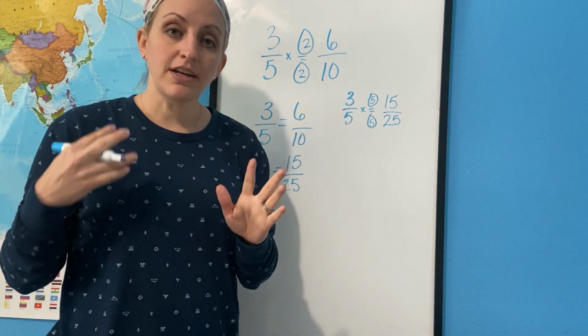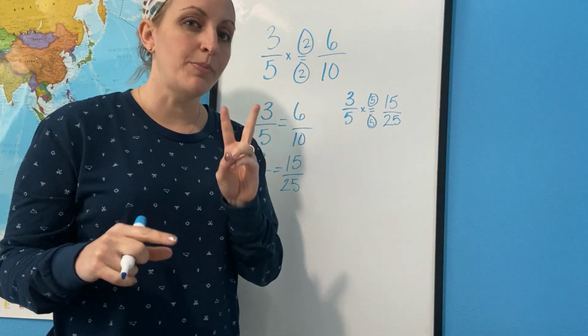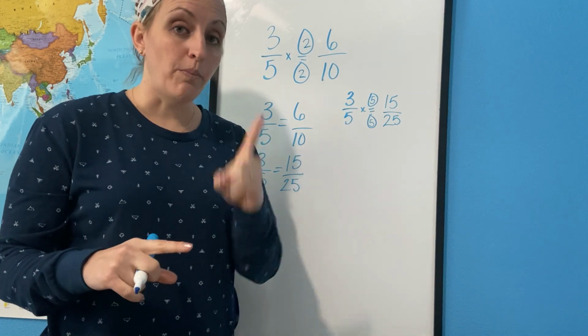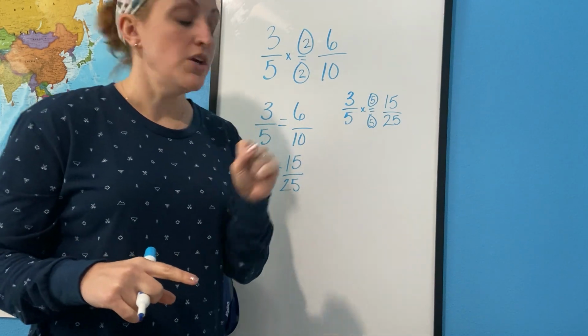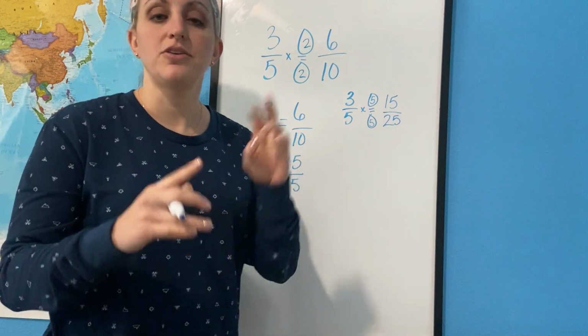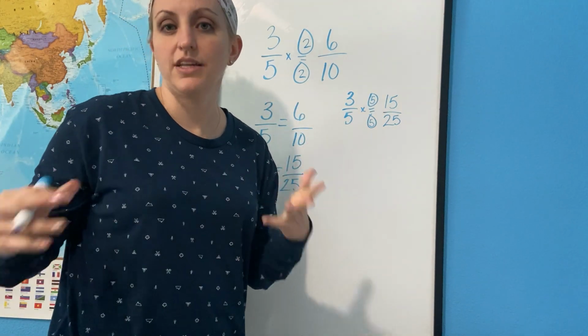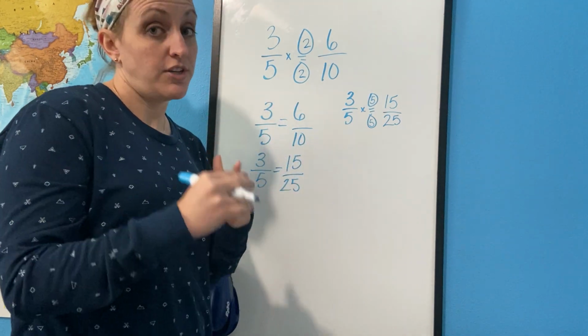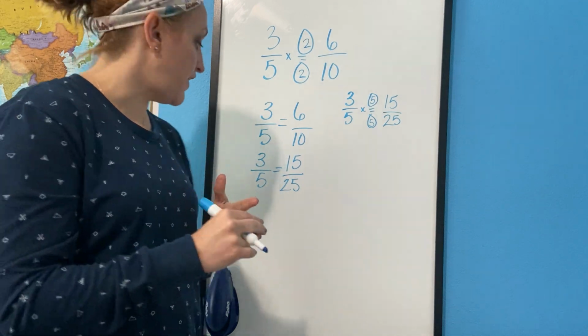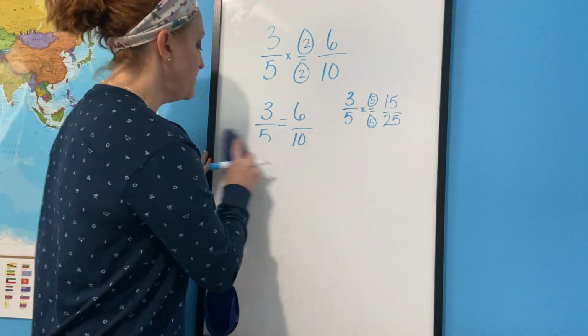Now, when we're finding equivalent fractions, there's only 2 operations that you can use: multiplication or division. You can't subtract by double bubble, and you can't add by double bubble. That's not going to give you an equivalent fraction. You have to either multiply or divide. Let me show you an example of division.